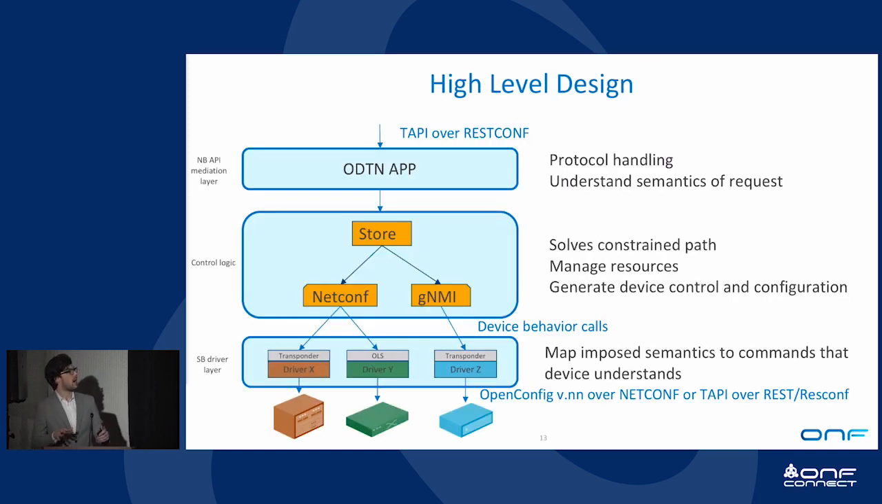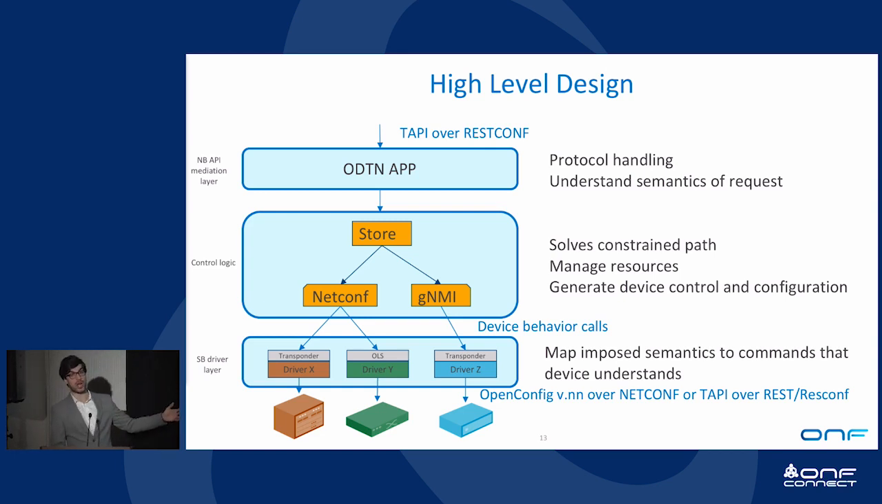A very, very high-level design that the ODTN solution brings in is that in the Northbound you have TAPI over RESTconf exposed to the Northbound interface of ONOS, which talks to the ODTN application. That makes the translation between high-level TAPI concepts and the internal ONOS representation of those concepts. And it really understands the semantics of the request that's coming in from an OSS/BSS of the operator. Then you have an ONOS store, which saves the configuration, saves the information you've been asking for, manages the resources, and generates device control and configuration through many different protocols, for example, NetConf, gNMI.